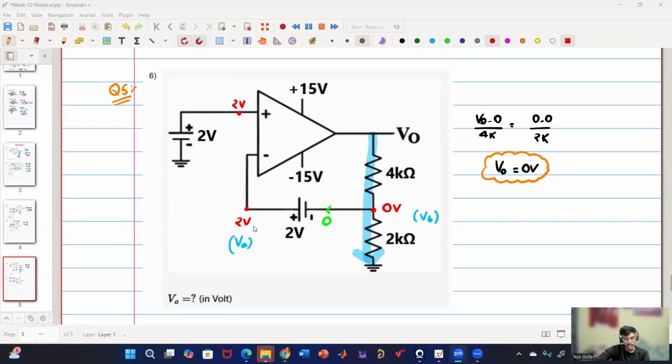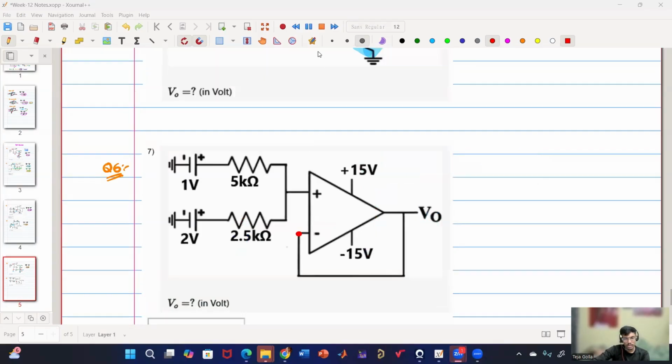Yes, sir. If this is 3 volt, what is this voltage? Then at left side it will be 3 volt and right side 0 volt. Now I'm saying if the left side is 3 volt, what will be the right side? 1 volt. Yes. So now here, how are you saying it is 0 volt? Based on what are you saying 0 volt?